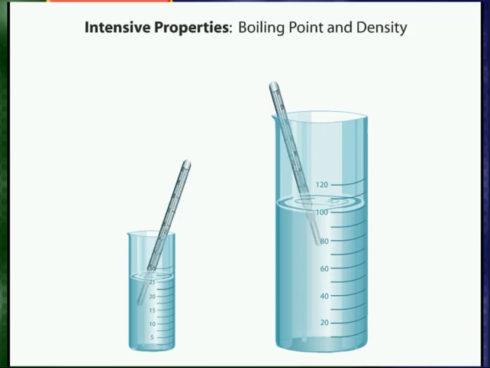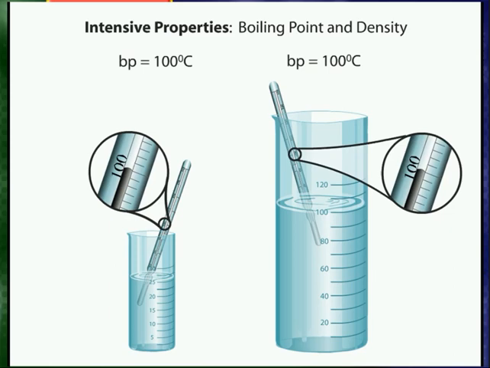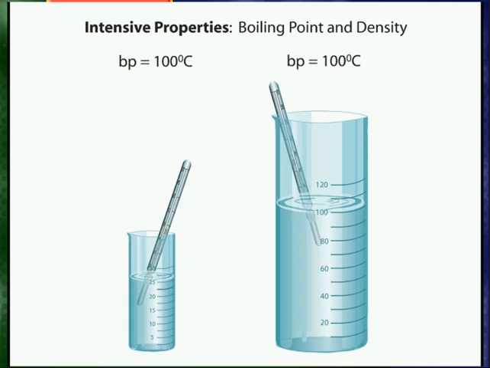Intensive properties do not depend on the amount of matter present. For example, at standard pressure, the boiling point of water is 100 degrees Celsius, no matter how much water is present. Similarly, at 4 degrees Celsius, the density of water is 1 gram per milliliter, regardless of how much water is present.